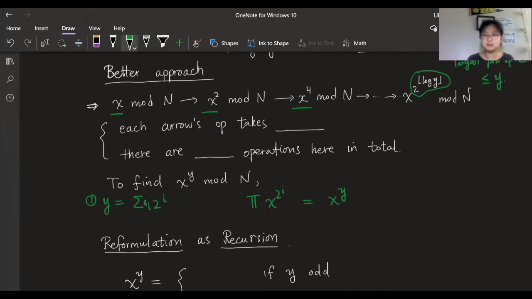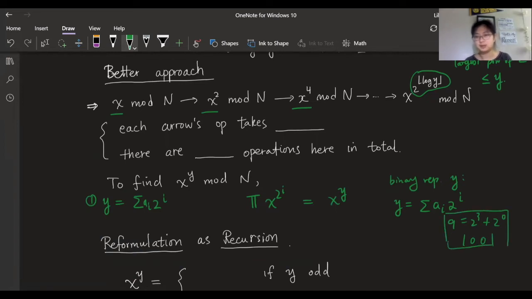And this should immediately make you think of binary representation of y. The entire idea of binary representation of y is just a decomposition of y into different components that are 2 to the i. So for example, if I have 9, then 9 is equal to 2 to the third plus 2 to the zeroth, which makes 1, 0, 0, 1. Okay? If you're not familiar with binary representation, I encourage you to read the textbook or brush up on that. It's a fairly straightforward idea, and it'll help you understand this.